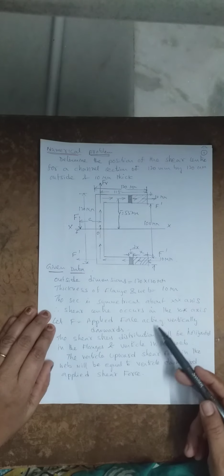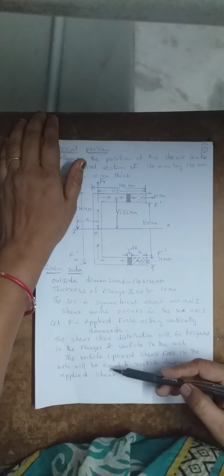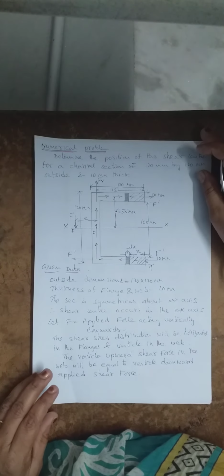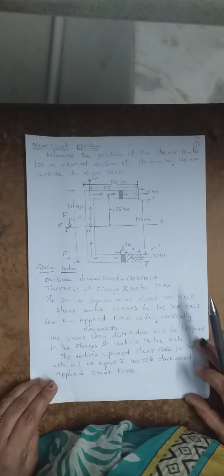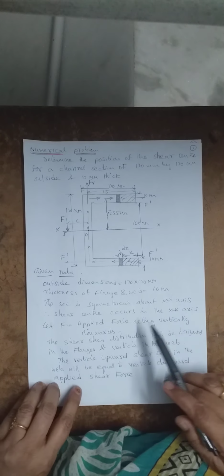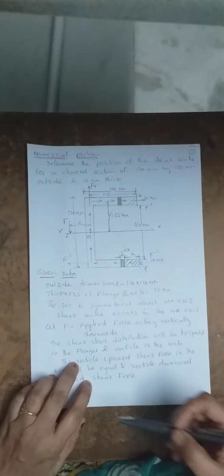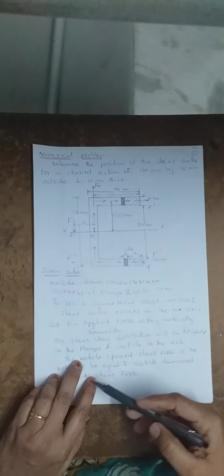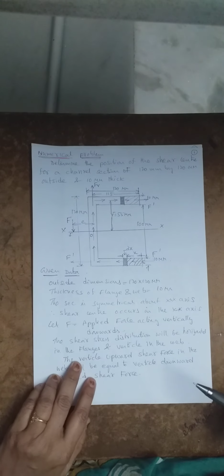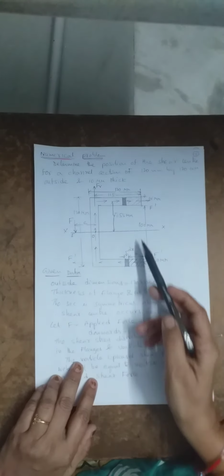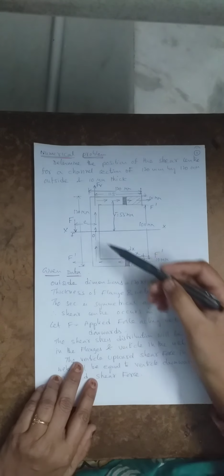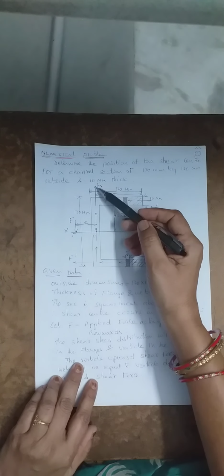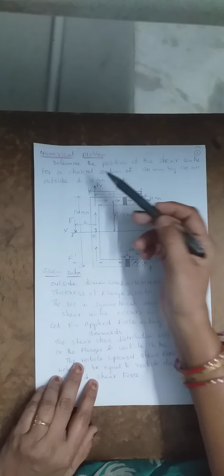Of course the section, as we have just now discussed, is symmetrical about the x-axis. Now F is the applied force, we have shown here. F is the applied force. It is acting vertically downward, and the shear stress distribution will be horizontal in the flanges, top flange and bottom flange, and vertical in the web portion. It will be acting vertically upward.